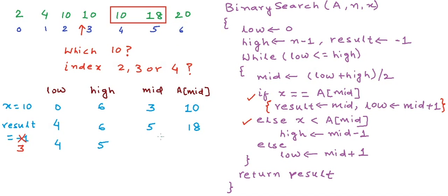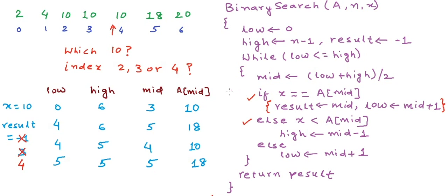Now mid would be (5 + 4) / 2, and if we take only the integral part then it is 4. a[mid] would be 10. So once again we come to the condition when x is equal to a[mid]. So we modify result to the new index 4 and we modify low to mid + 1. So low becomes 5, high becomes 5. So far the highest index of 10 that we have found is 4 and our search window is now only index 5. So mid would also be 5 and a[mid] would be 18.